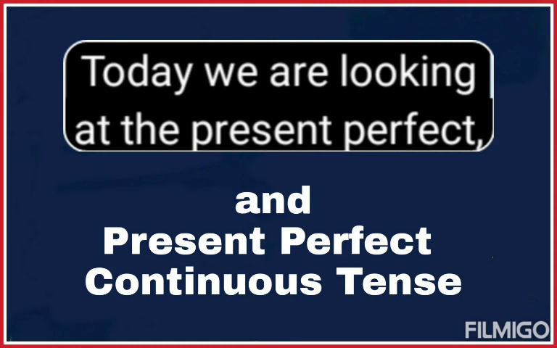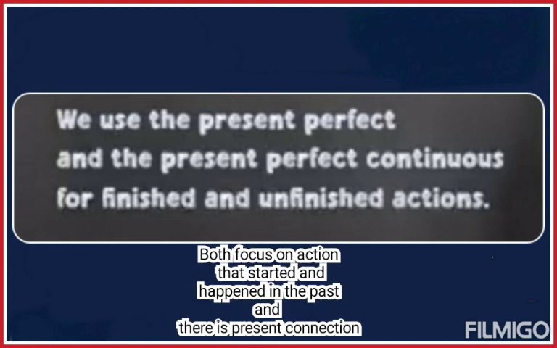What are the similarities between present perfect tense and present perfect continuous tense? Both these tenses are used for finished and unfinished actions. Both focus on an action that started and happened in the past, and there is a present connection.